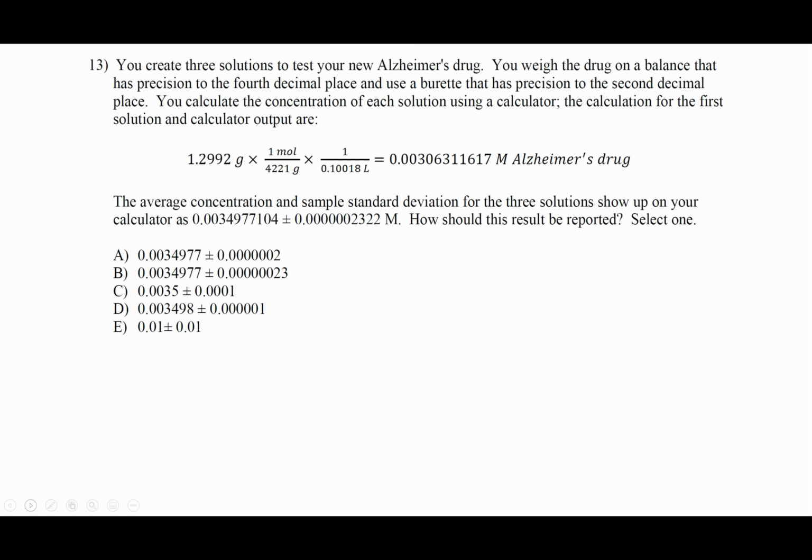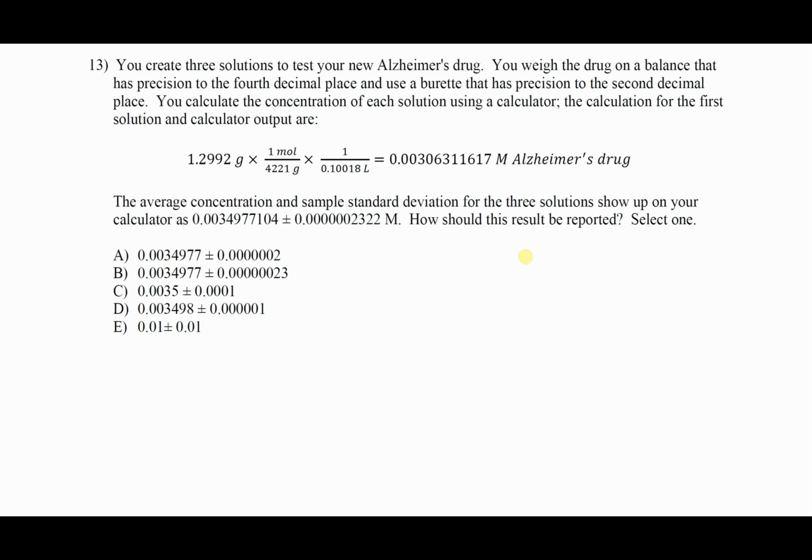You create 3 solutions to test your new Alzheimer's drug. You weigh the drug on a balance that has precision to the 4th decimal place. See, there's the 4th decimal place. You use a burette that has the precision to the 2nd decimal place, and this is in liters, right? So that would be milliliters, and that would be the 2 decimal places. So that's correct. Good. You calculate the concentration for each of the solutions using a calculator. Here's the first calculation of the first trial. The average concentration and sample standard deviation for these solutions show up as this. How should your result be reported?